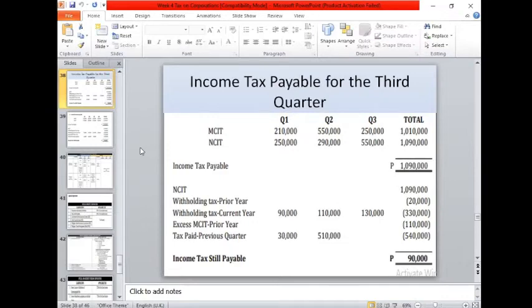And then we should deduct all the deductibles, the withholding tax prior to the year, which is 20,000. The withholding tax of the current year, of course, in the quarter 1, 90, quarter 2, 110, and quarter 3, 130,000. So that's 330,000. Excess minimum corporate income tax prior to the year, which is 110,000. And the tax paid on the previous quarter, which is 30,000 and 510,000, that's 540. So the income tax payable for the third quarter is 90,000.